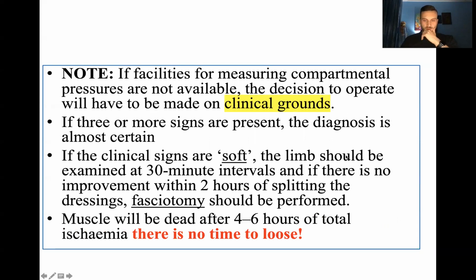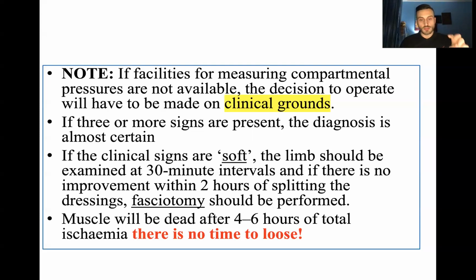Okay. So we have something called the soft signs. The patient is complaining of pain. There is a bit of paresthesia. The pulses are weak. What to do for this patient? You can wait 30 minutes and re-examine, 30 minutes and re-examine.